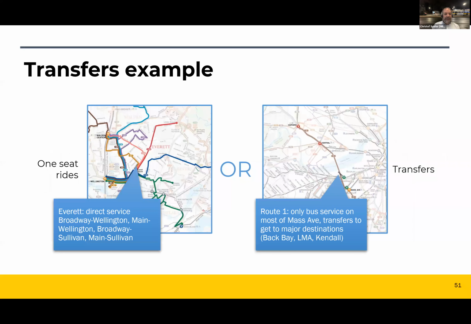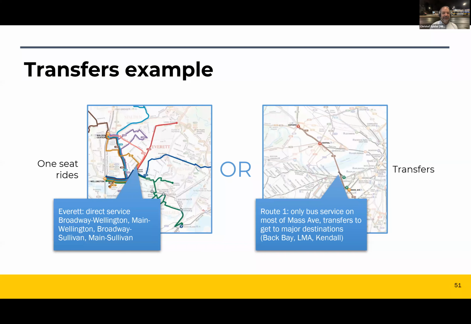And again, this is something we see in the system. If you look at Everett, there's direct service from Broadway onto Wellington, from Main Street onto Wellington, from Broadway to Sullivan, and from Main to Sullivan. It's basically every choice of destinations you have a different route for, but none of those routes are frequent. Like we saw earlier, that's a hole in the key bus route map because none of those routes run every 15 minutes or better. As opposed to Route 1, where there is only one bus on Mass Ave, and there's a lot of major destinations you might want to get to, like Back Bay or Kendall or LMA, which do require a transfer if you're taking that bus.